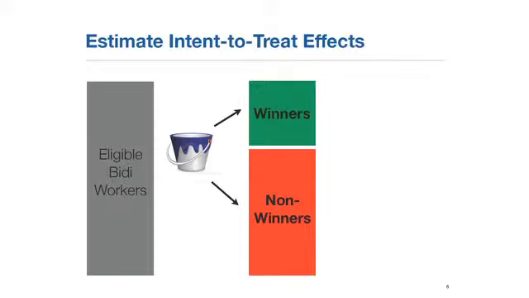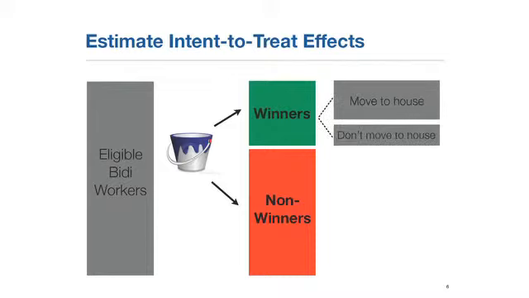Just for the purposes of clarification, even within this group of winners, because it's a voluntary program, most of the people moved into the house. Most means about 67%, two-thirds. But some people didn't actually move into the house. They took possession of it, they took the mortgage, but they never actually relocated. So we're still making this comparison because this is what's exogenously determined, and this is the variation that we're exploiting.